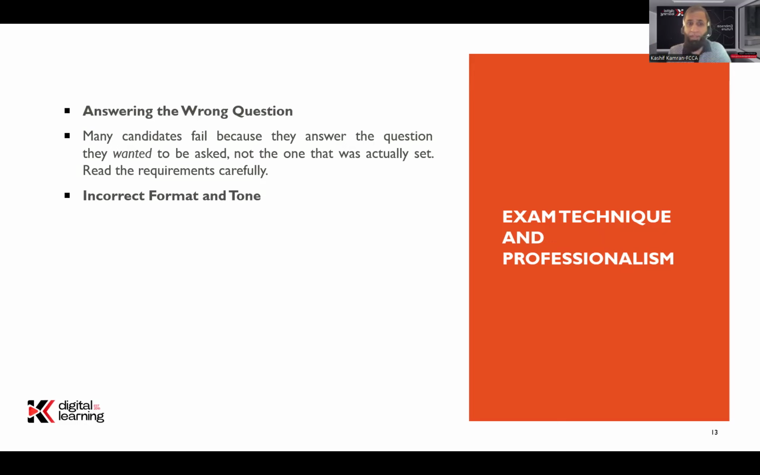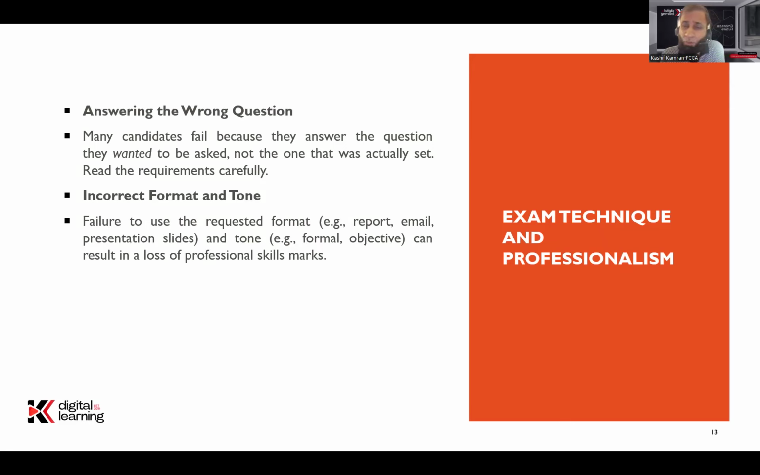Number two, incorrect format and tone. Failure to use the requested format, for example report, email, presentation slides, and the tone, for example formal, objective. You're writing to the board of directors, you're writing to the chief executive officer, you are a consultant. Your tone has to be very formal and objective. You need to be unbiased. You need to give your independent views.